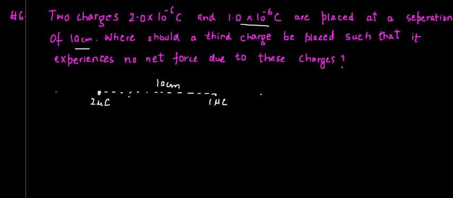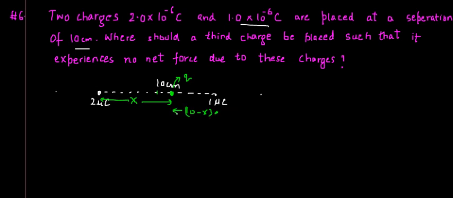But where? You see, the 2 microcoulomb charge is going to exert a greater force as compared to the 1 microcoulomb charge. So it has to be placed not at the center, not 5 centimeters, but you can guess somewhere beyond 5 centimeters, a little bit towards the right. Okay, let's say that the charge we are placing is q, and it is at a distance x from the 2 microcoulomb charge. So what's the remaining distance? That is 10 minus x centimeters.